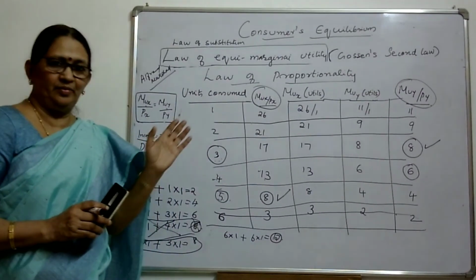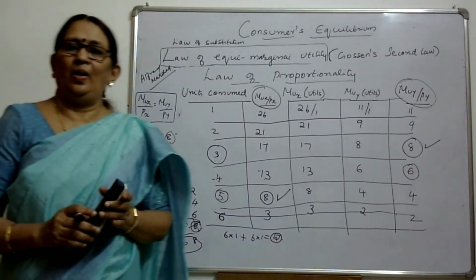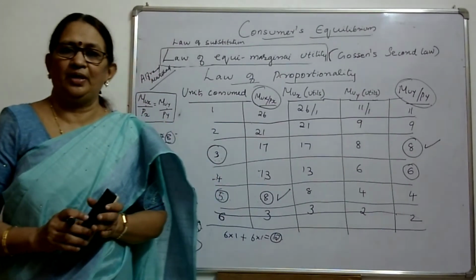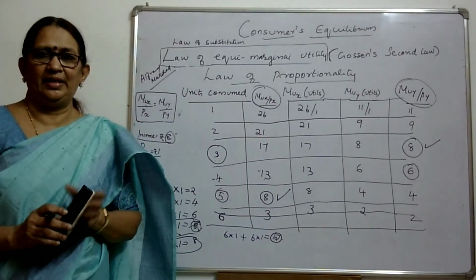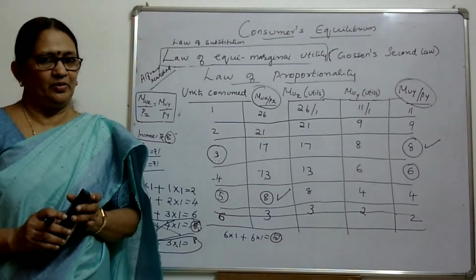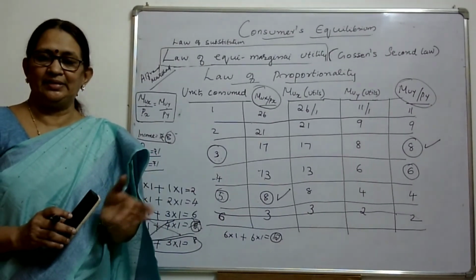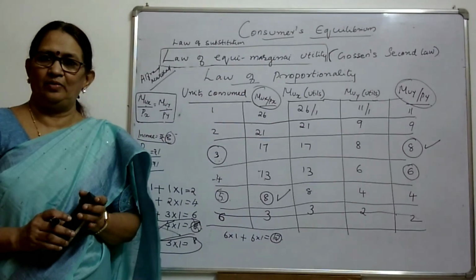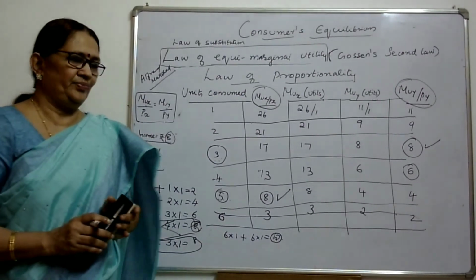And next we will see the ordinal utility approach of consumer's equilibrium. The next topic will be the ordinal utility approach. In that, indifference curve, budget set, budget line, all these will be explained. Thank you.